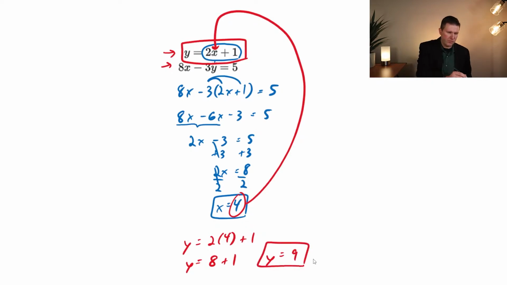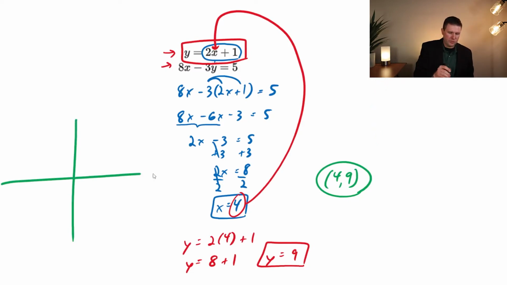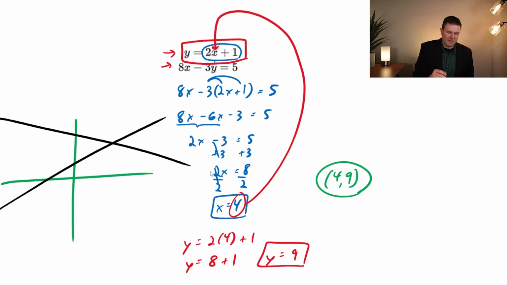And that's our solution. Remember, for a system of equations like this, you write the solution as a point, because it's the point where the 2 lines actually intersect. So these two intersect at 4, 9. So let's just say the lines look like this. It'd be like 4, 9, and that's where these 2 lines meet.